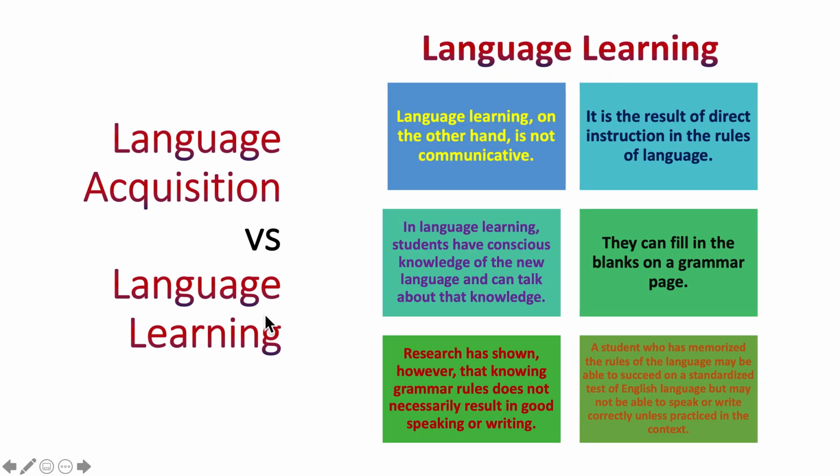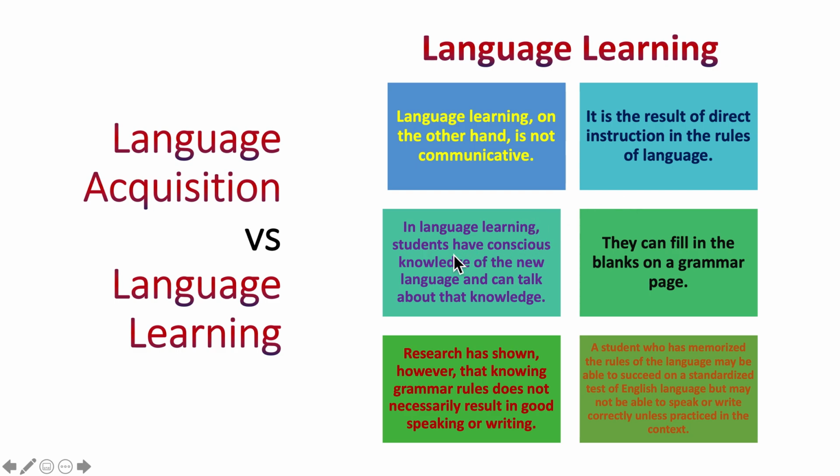Language learning. We already talked about language acquisition, now language learning. Language learning, on the other hand, is not communicative. It's not communicative, it's not natural. It's not that when you started to learn a language, you just started speaking and communicating naturally. It is the result of direct instruction in the rules of language. You learn a language because of the instructions and the rules given to you, to follow these steps in order to learn that particular language.